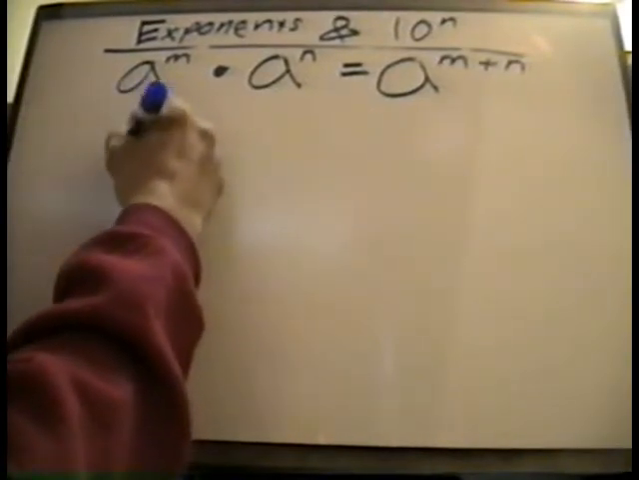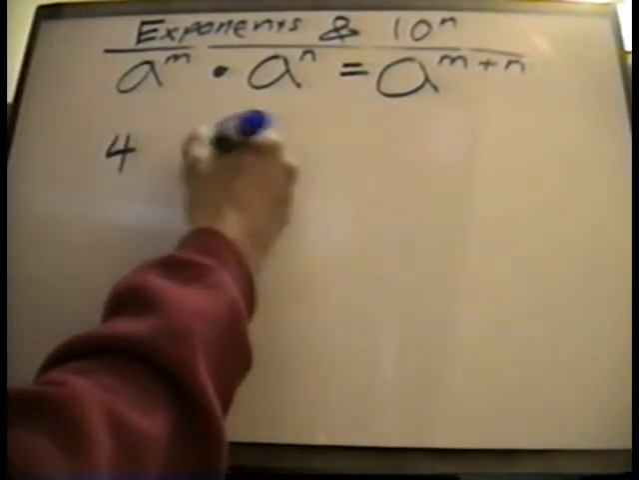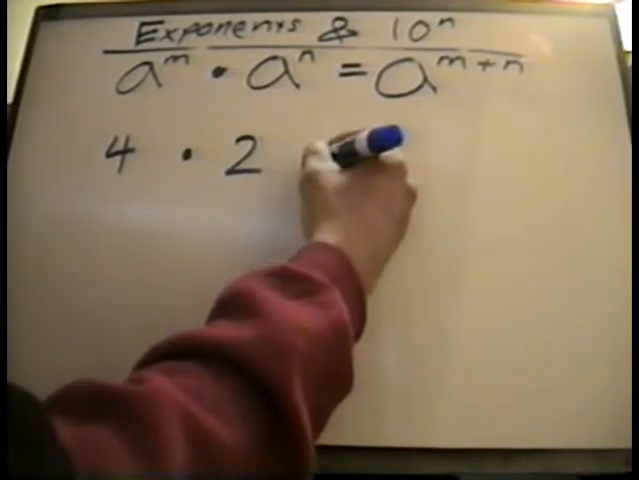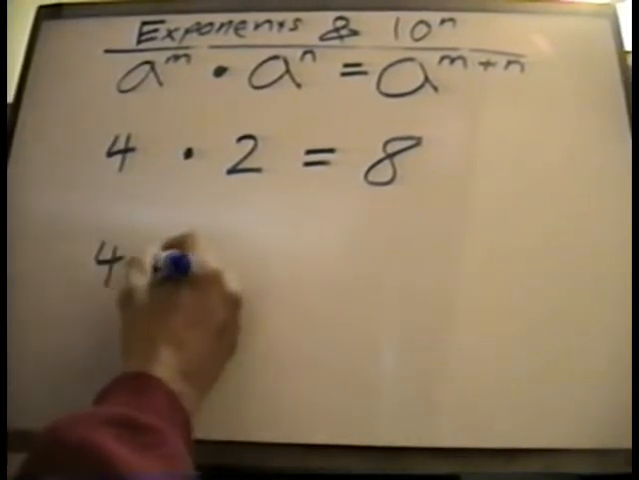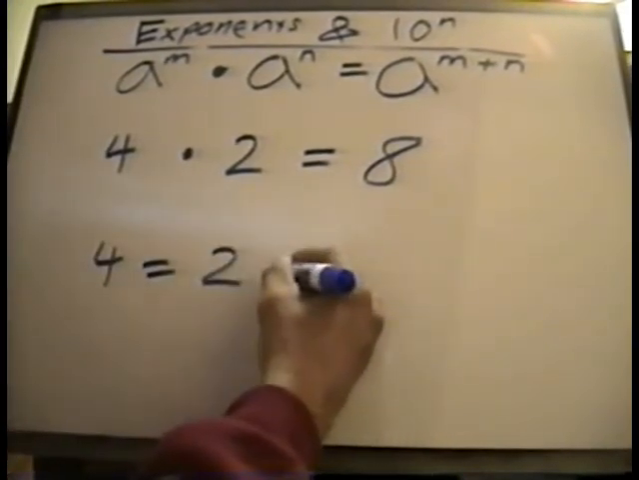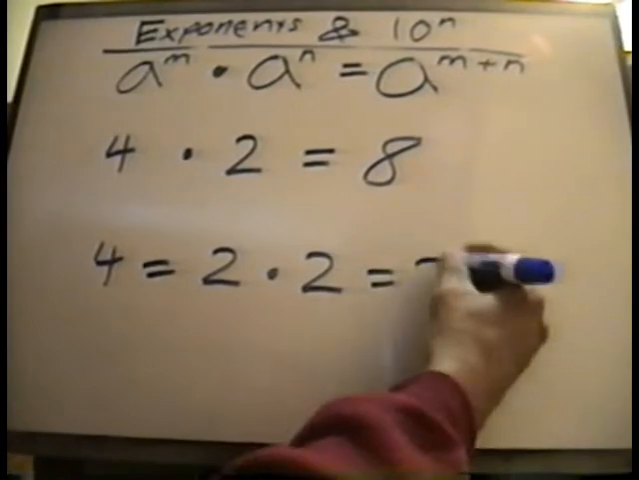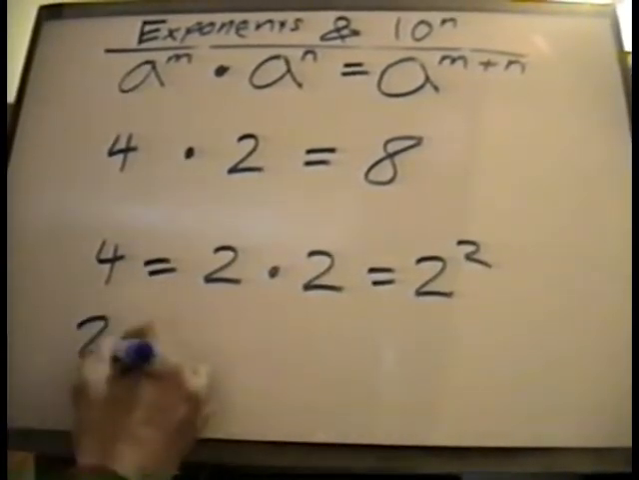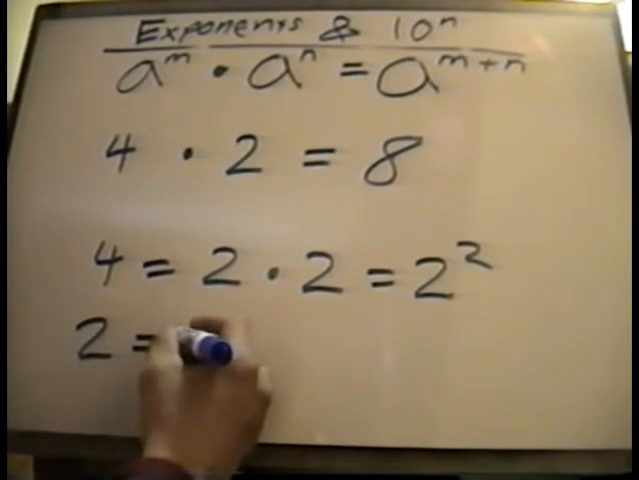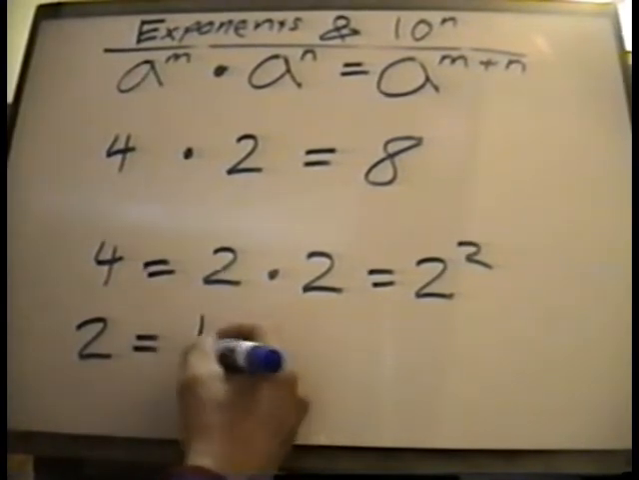You know, 4 times 2 gives us 8. 4 is also equal to 2 times 2, which is equal to 2 squared. Okay? Now 2 is equal to 1 times 2. That gives us 2 to the power of 1, or 2 equals 2 to the power of 1.